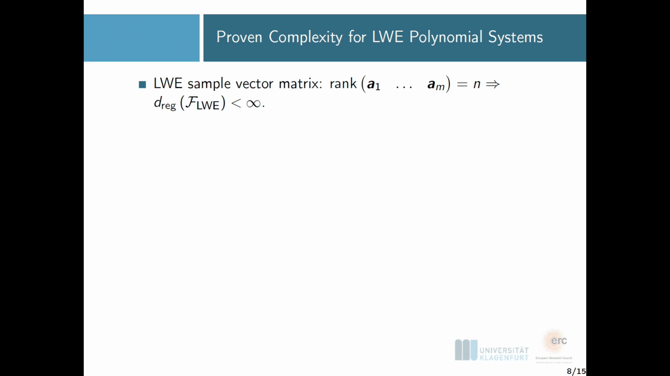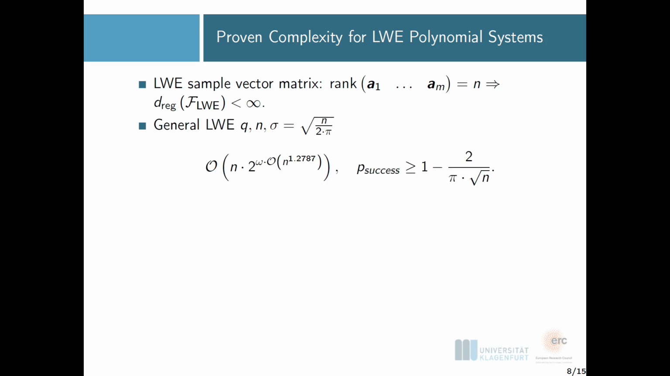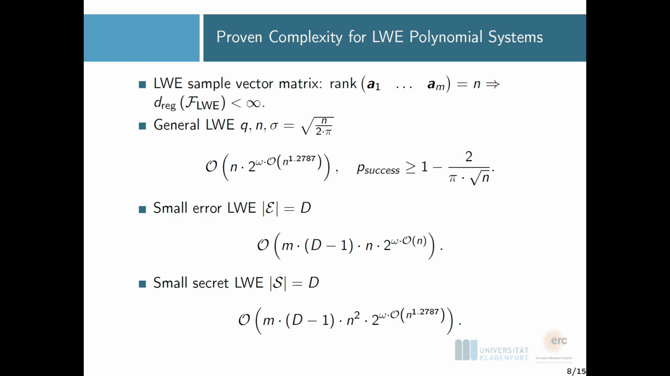Okay, degree of regularity finite. We have a solving degree upper bound. We can bound the complexity of Gaussian elimination for LWE polynomial systems to compute a Gröbner basis. Okay, and then you can evaluate this bound. And then effectively you learn that for all kinds of LWE instances, like general LWE, binary secret LWE, small secret LWE, and small error LWE, you effectively get an exponential complexity estimate in the secret dimension.